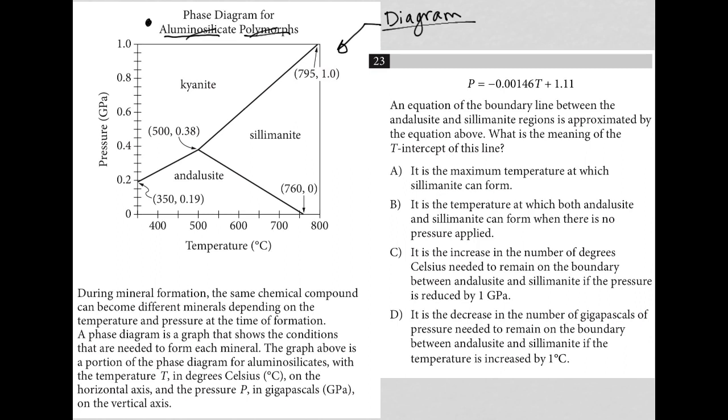I look at the axes. So my x-axis is the temperature, right? So this is the T-axis. And my y-axis is the pressure. So this is the P-axis.